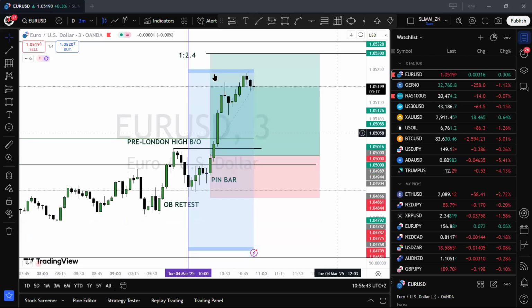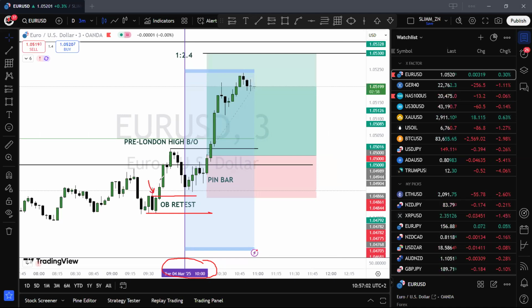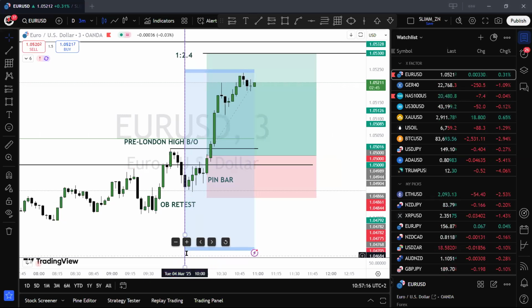So you can see this was the 10 a.m. London Open, or 10 a.m. GMT plus 2, depending on your time zone. What I noticed is at 10 a.m. price came into this order block here. Why I'm calling this an order block is because if you notice, we have one bearish candle before this explosive push up, which broke out of this particular high here. So this was a valid OB, and price came and retested here. Let me remove this purple line so that you guys can see.